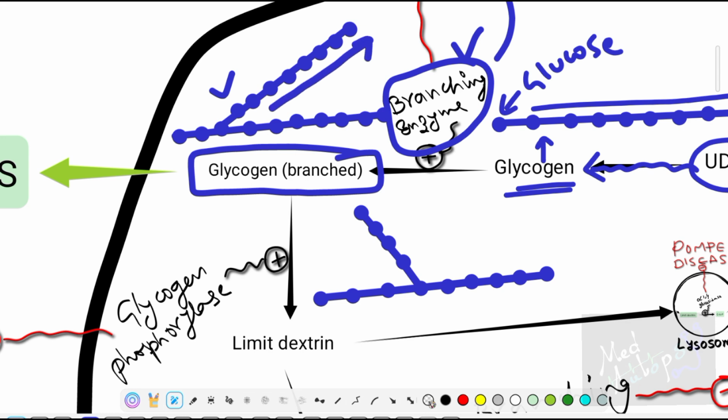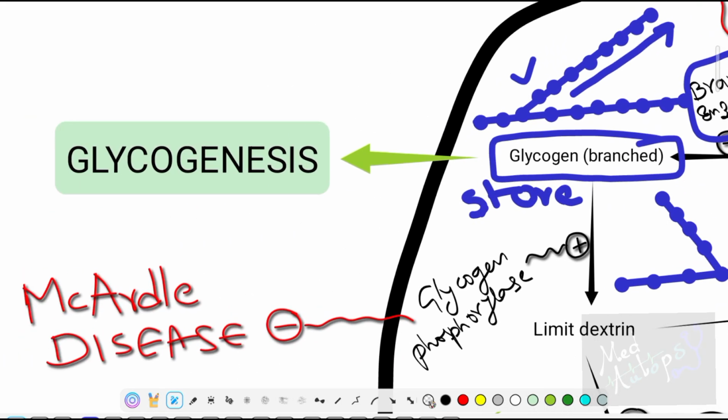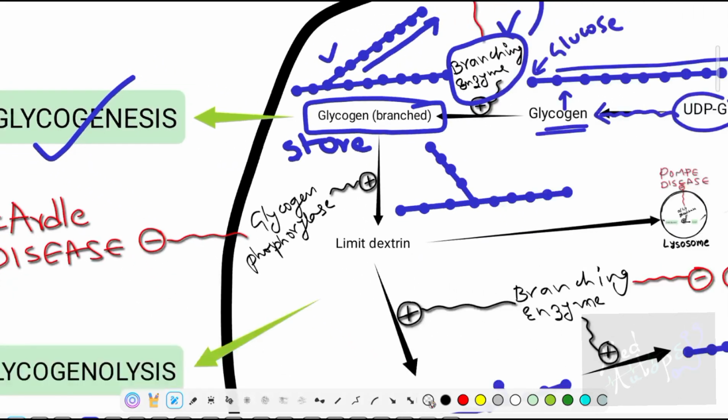So this branched glycogen is now stored within the liver, and this process up to now, from the glucose till this glycogen, we call glycogenesis, that is synthesis of glycogen.